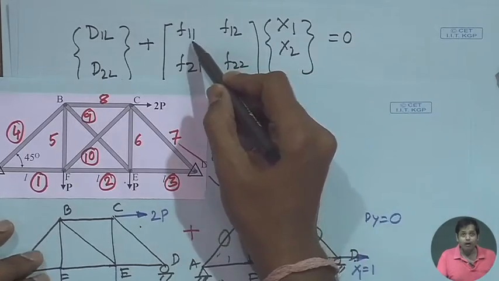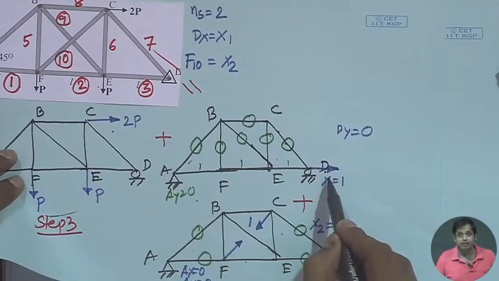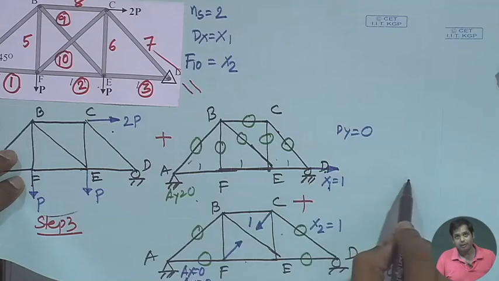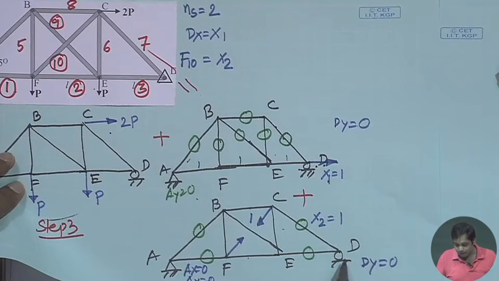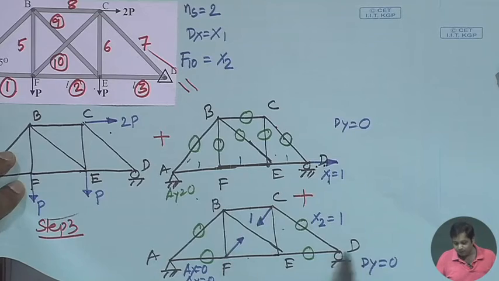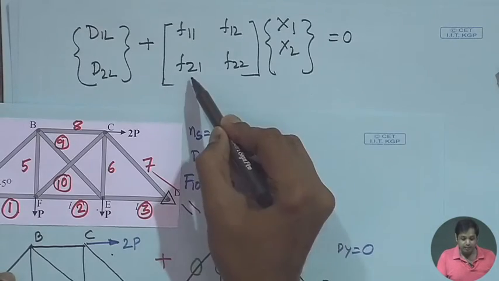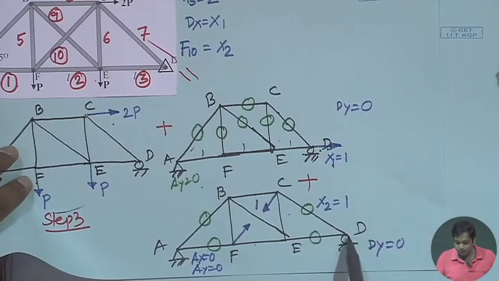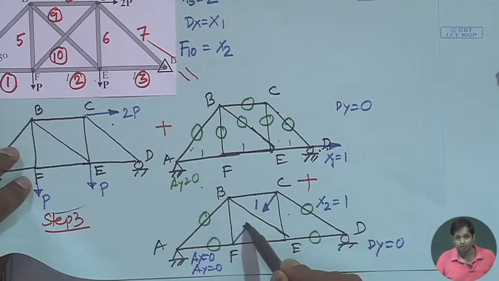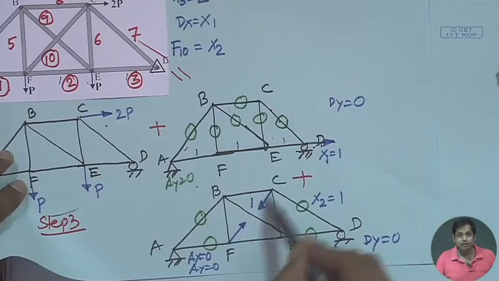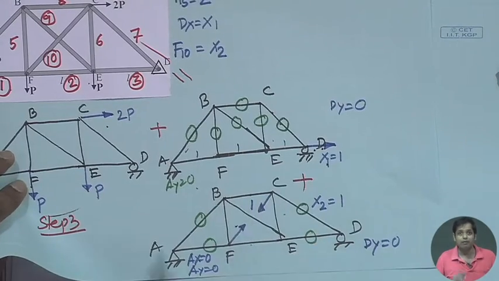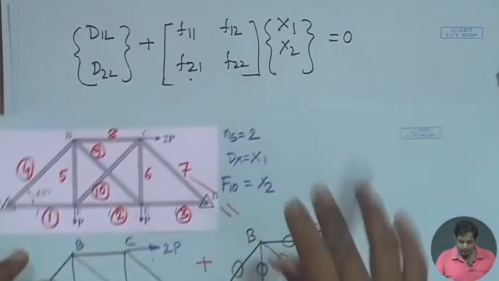Now, F11 is the flexibility associated with x1, where the force is applied in x1 and displacement is measured along x1. F12 is where force is applied in the direction of x2, but displacement is measured in the direction of x1. Similarly, F21 is where displacement is measured in the direction of x2, but the force is applied in the direction of x1. And F22 is for displacement measured in the direction of x2, with the force also applied in the direction of x2, like the previous example.